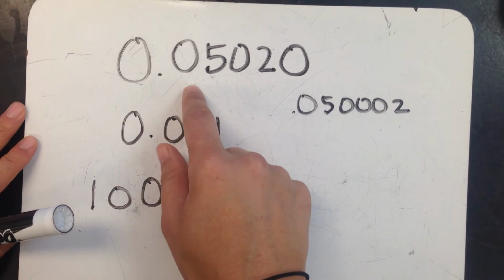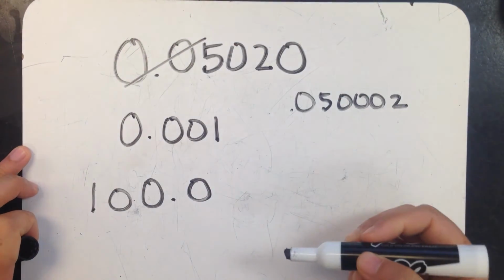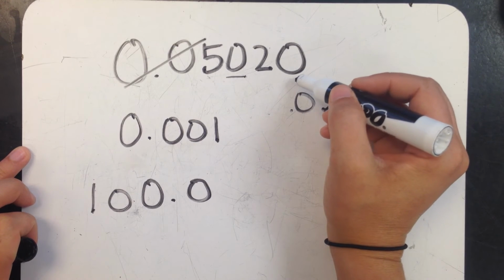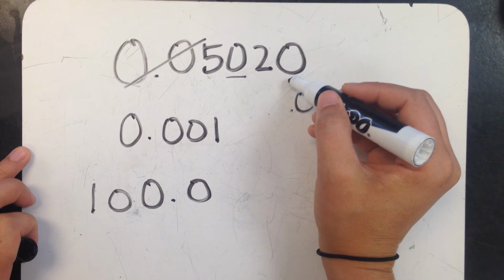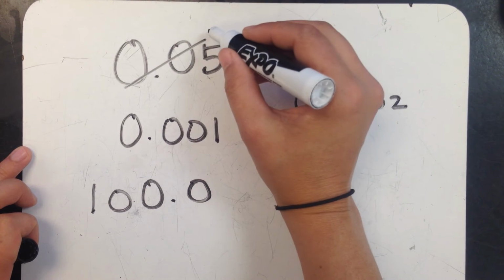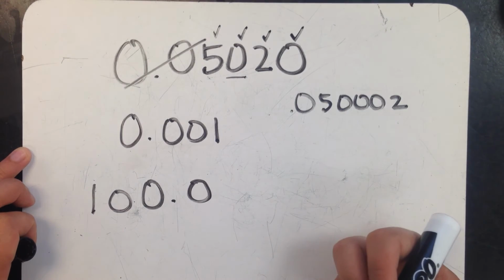Here we have zeros in front of the number. They never count. We have a zero between the numbers, so it counts. Here we have a zero behind the numbers, and we have to look for the decimal. There it is, so it counts. This number would have 1, 2, 3, 4 sig figs.